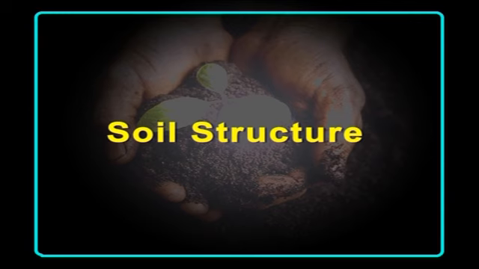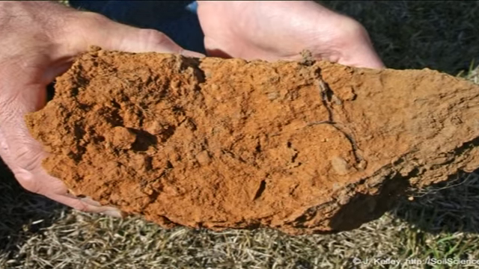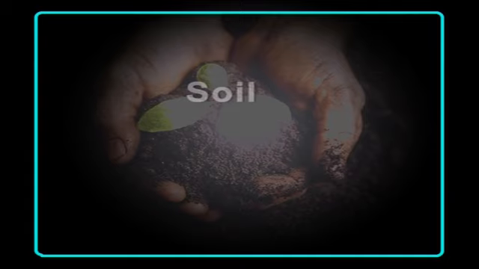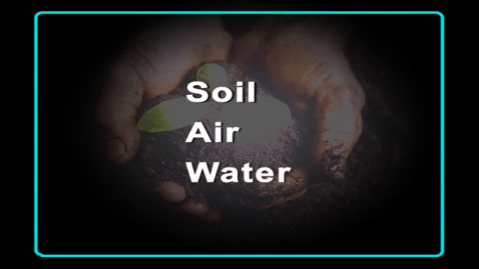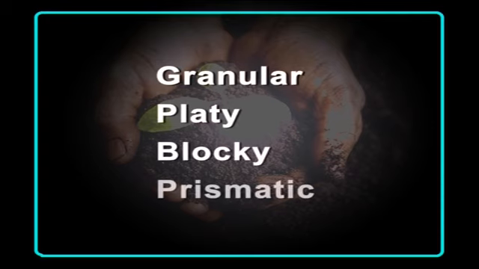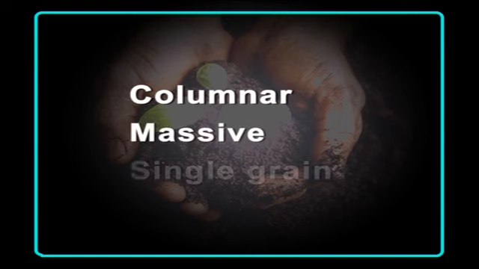Next, moving on to the soil structure. The soil separates can become aggregated together into discrete structural units called peds. These peds are organized into a repeating pattern that is referred to as soil structure. Between the peds are cracks called pores through which soil, air and water are conducted. Soil structure is most commonly described in terms of the shape of the individual peds that occur within a soil horizon. The shape of the peds may be granular, platy, blocky, prismatic, columnar, massive or single grain. Let us study about the structures one by one.